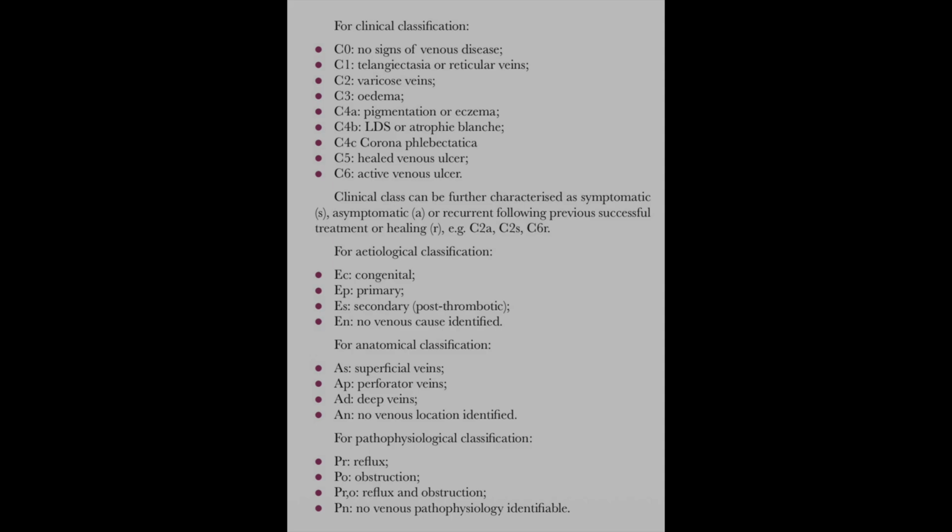The CEAP classification: C0, no signs of venous disease. C1 is telangiectasia or reticular vein. C2 is varicose vein. C3 is edema. C4a is pigmentation or eczema. C4b is LDS or atrophie blanche. LDS is lipodermatosclerosis.